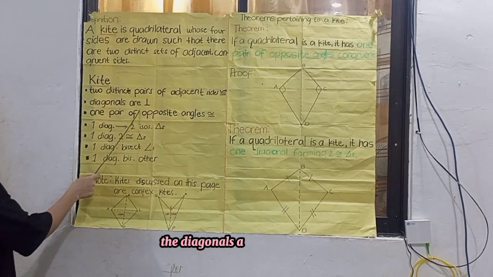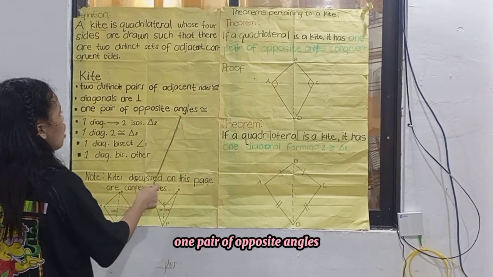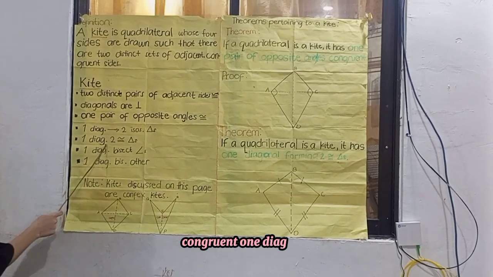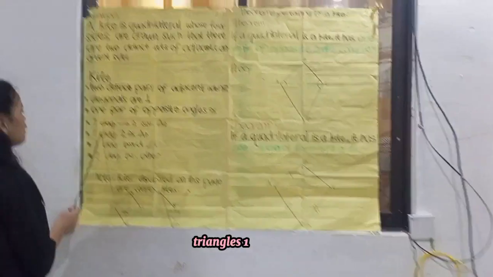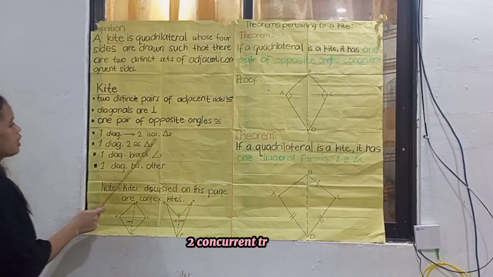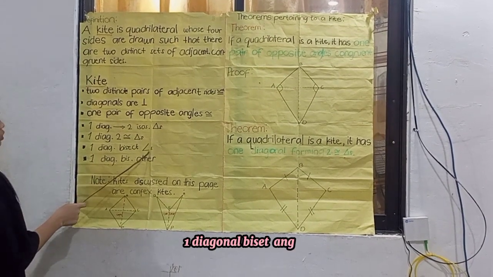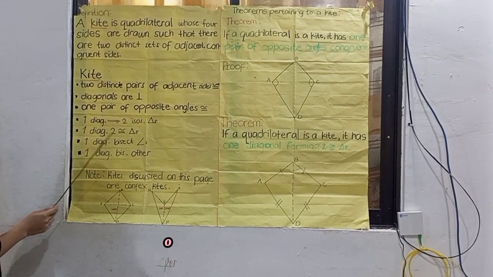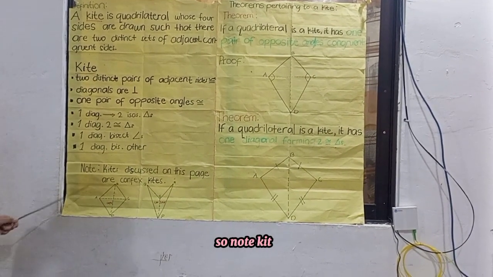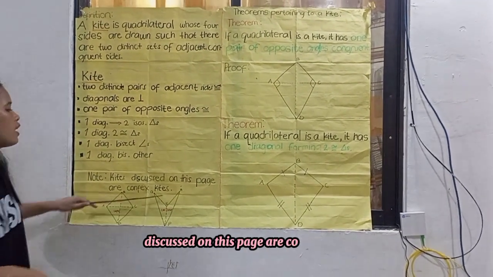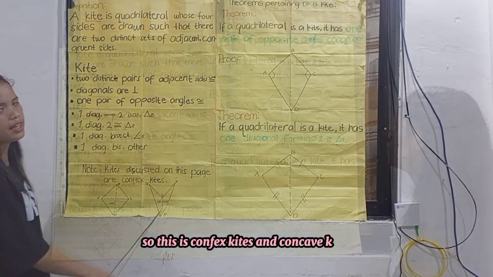The diagonals are perpendicular. One pair of opposite angles is congruent. One diagonal forms two isosceles triangles. One diagonal forms two congruent triangles. One diagonal bisects angles, and one diagonal bisects the other. Note, the kites discussed on this page are convex kites. So this is a convex kite and a concave kite.